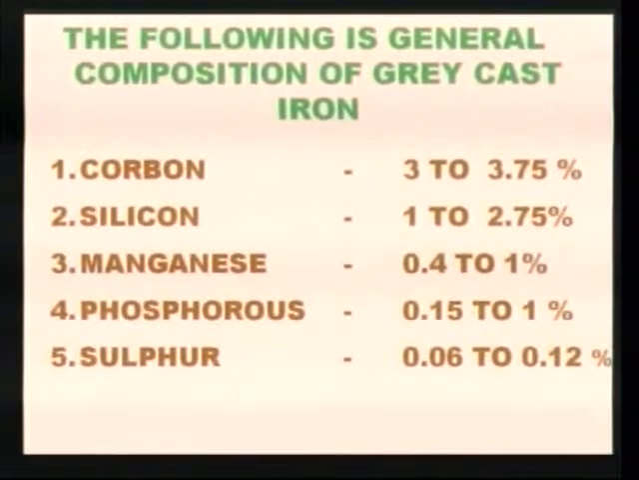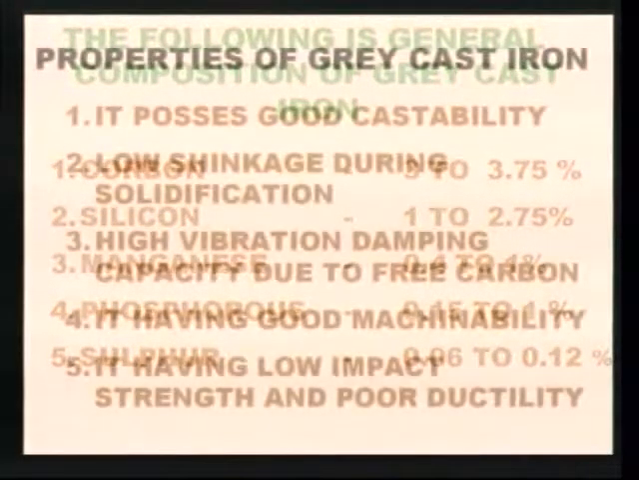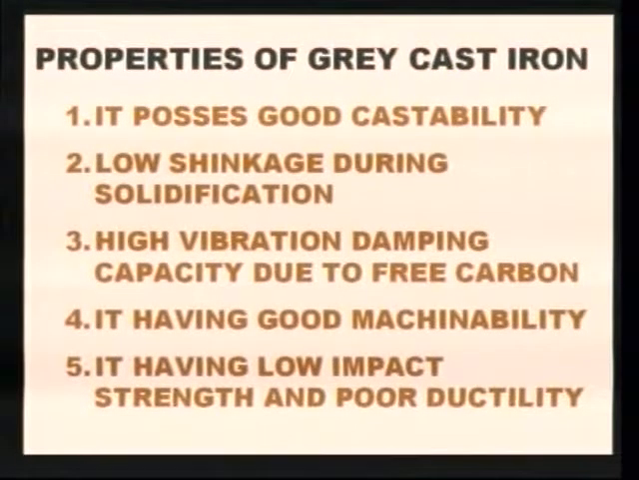Carbon from 3 to 3.75%, silicon 1 to 2.75%, manganese 0.4 to 1%, phosphorus 0.15 to 1%, and sulfur from 0.06 to 0.12%. Now we will see the properties of grey cast iron.